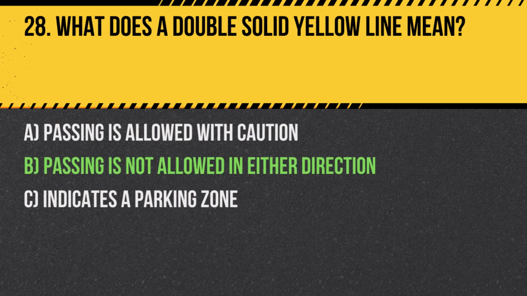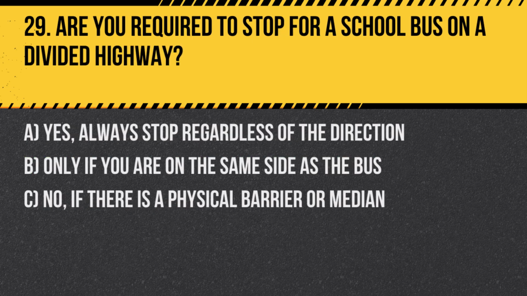Answer: B. Passing is not allowed in either direction. A double solid yellow line on the road means that passing is not allowed for traffic in either direction, indicating it's unsafe to overtake.